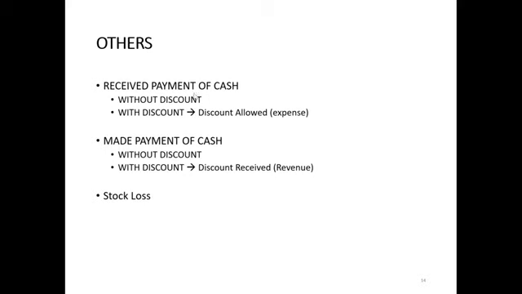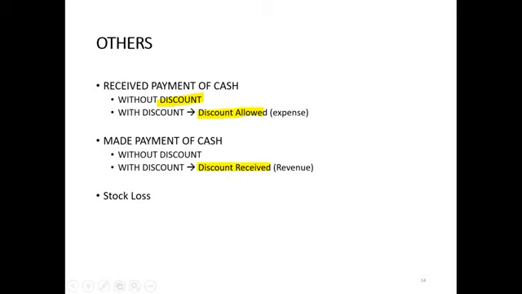For the receive payment, you can receive payment but you don't give any discount, or maybe you receive payment but at the same time you give a discount to your customer for early payment. That discount is known as discount allowed. When you make payment, sometimes you get a discount, sometimes no discount. If you get a discount, that discount is known as discount received for early payment.